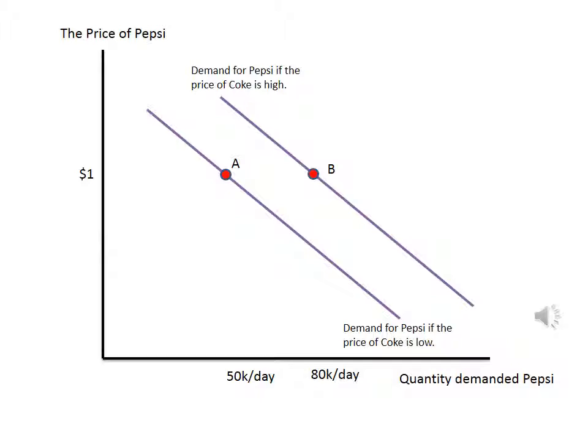I think it makes sense to assume that for any given price of Pepsi, people will buy more Pepsi if the price of Coke is high than if the price of Coke is low. So if we keep the price of Pepsi the same, say $1, but we make Coke more expensive, then we're going to move from A to B. We move to a new demand curve, and we have a higher quantity demanded of Pepsi.